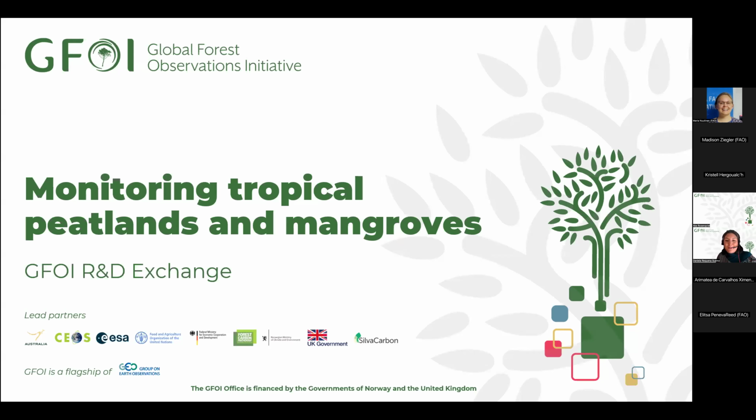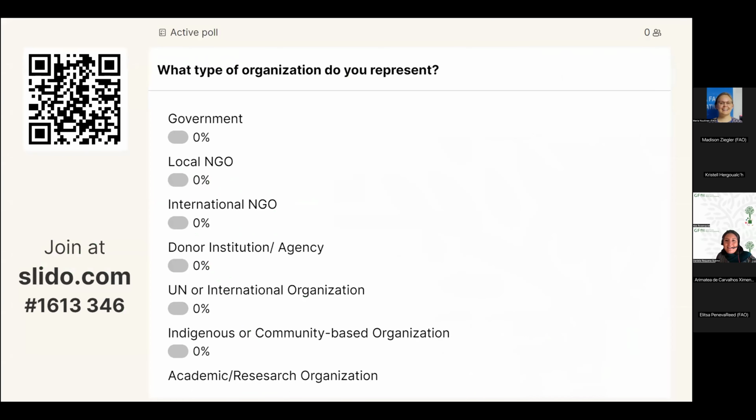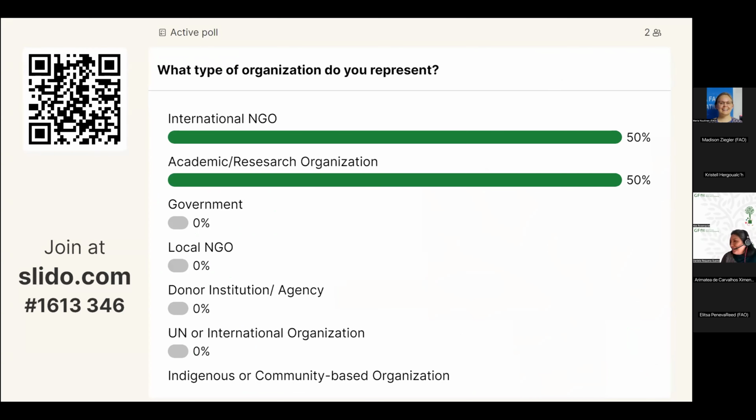We have a great agenda ahead, but before we start, we would actually like to know who is in the room by asking 2 questions. If you can see on the screens, the first question that we would like to know is what type of organization is represented in this room with us. To answer this question, you can go to slido.com and enter the number that is on your screens, or you can also use your phones and read the QR code.